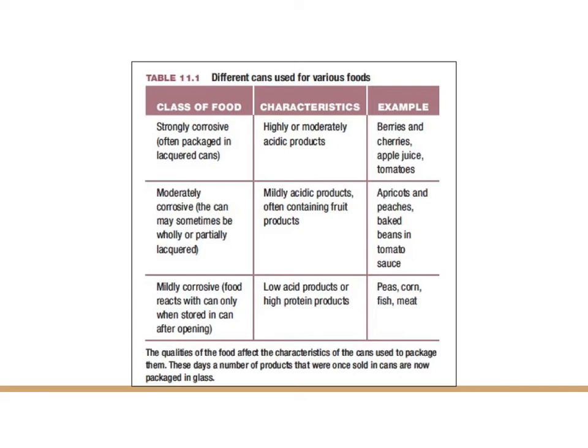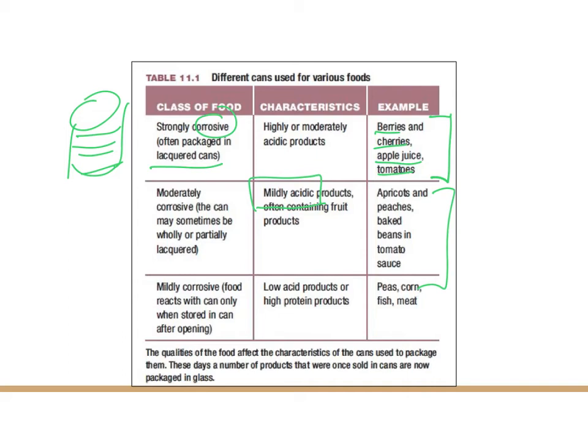Now there are different cans used for different foods, and we have spoken about this already. It's important to understand the most acidic foods that are canned are things like berries, cherries, apple juice and tomatoes. So these require a lacquered can. Okay, so that's a can with that internal lacquered coating, that white coating on the inside of the can, and this does ensure that it does not corrode. The next category of foods are those which are mildly acidic or of medium acidity: apricots, peaches, baked beans in tomato sauce. These products do need to have a partially lacquered can or a wholly lacquered can because they do have the capacity to corrode.